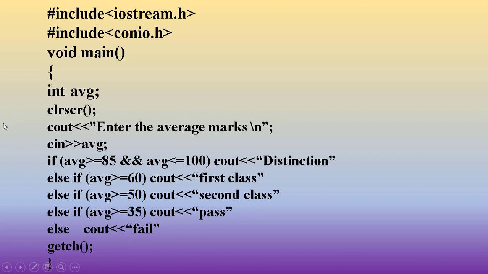If the student has scored 11 marks, for example, 11 is greater than 85, no it is less than 85. 11 is greater than 60, no. 11 is greater than 50, no. 11 is greater than 35, no, it is less than all these values, so it will print a default statement, that is fail, and getch we are using to hold the output. Then we close the bracket. When there is an opening bracket, there should be a closing bracket.